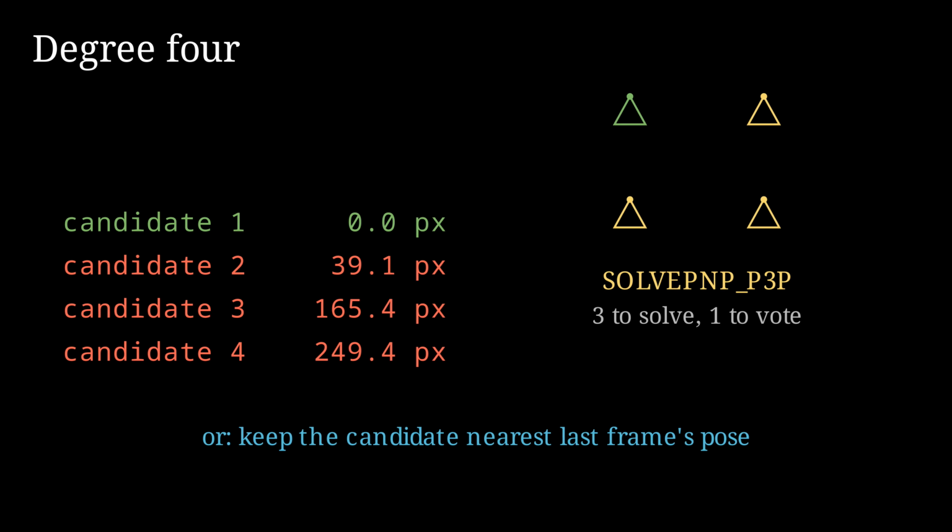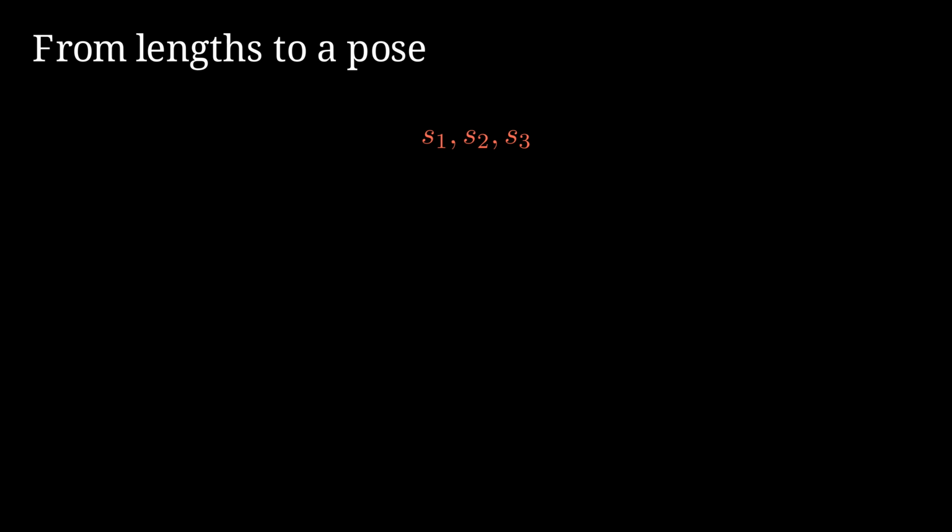Option 2, if you're tracking, you solved the same problem a 30th of a second ago. Keep the candidate nearest the last pose. Free, and in video, it's usually enough. Hold on though. We were promised a rotation and a translation, and so far we have 3 lengths. 1 step remains, and it's a beautiful one.